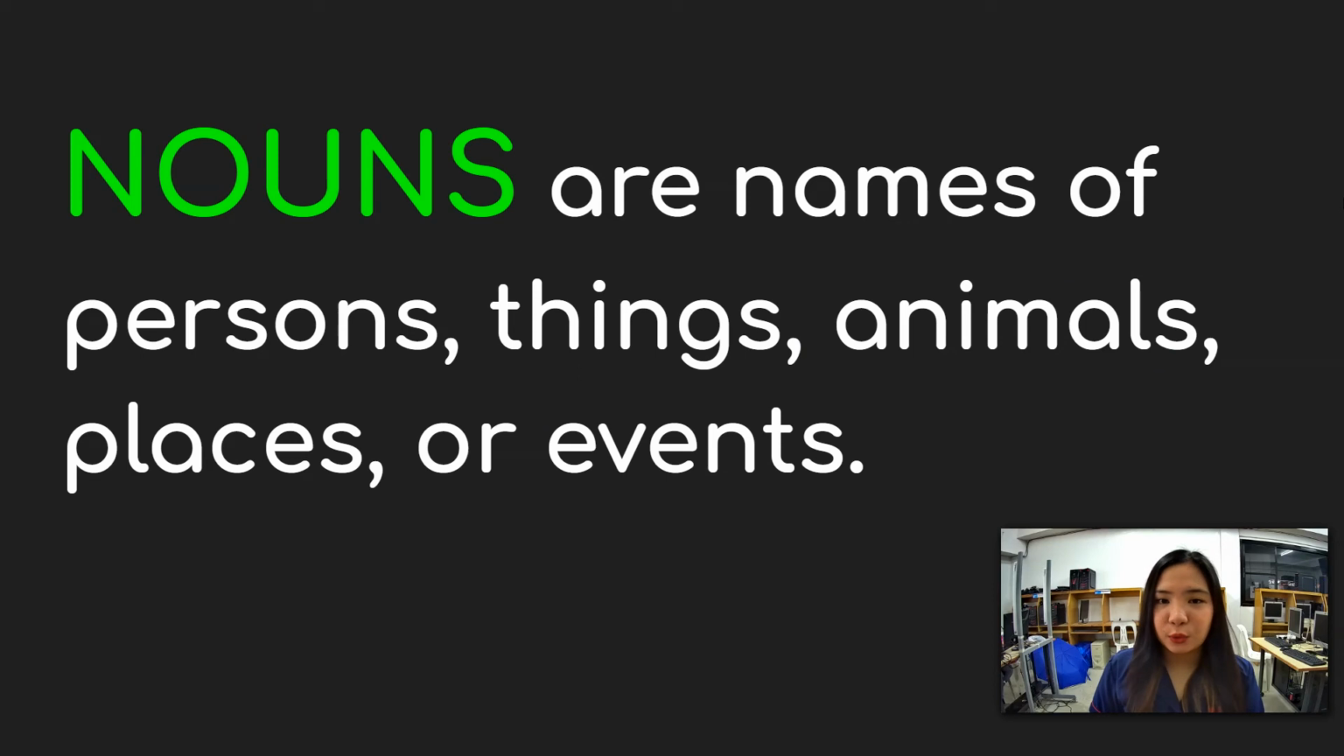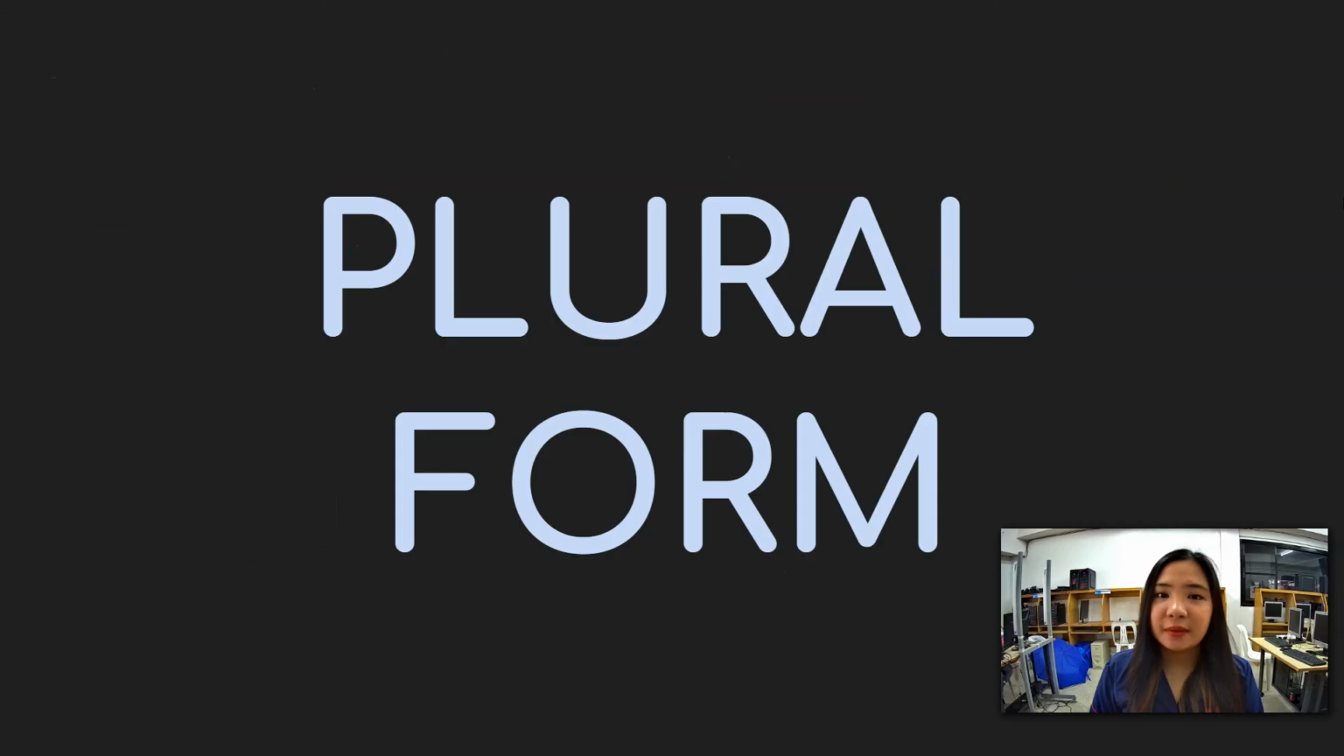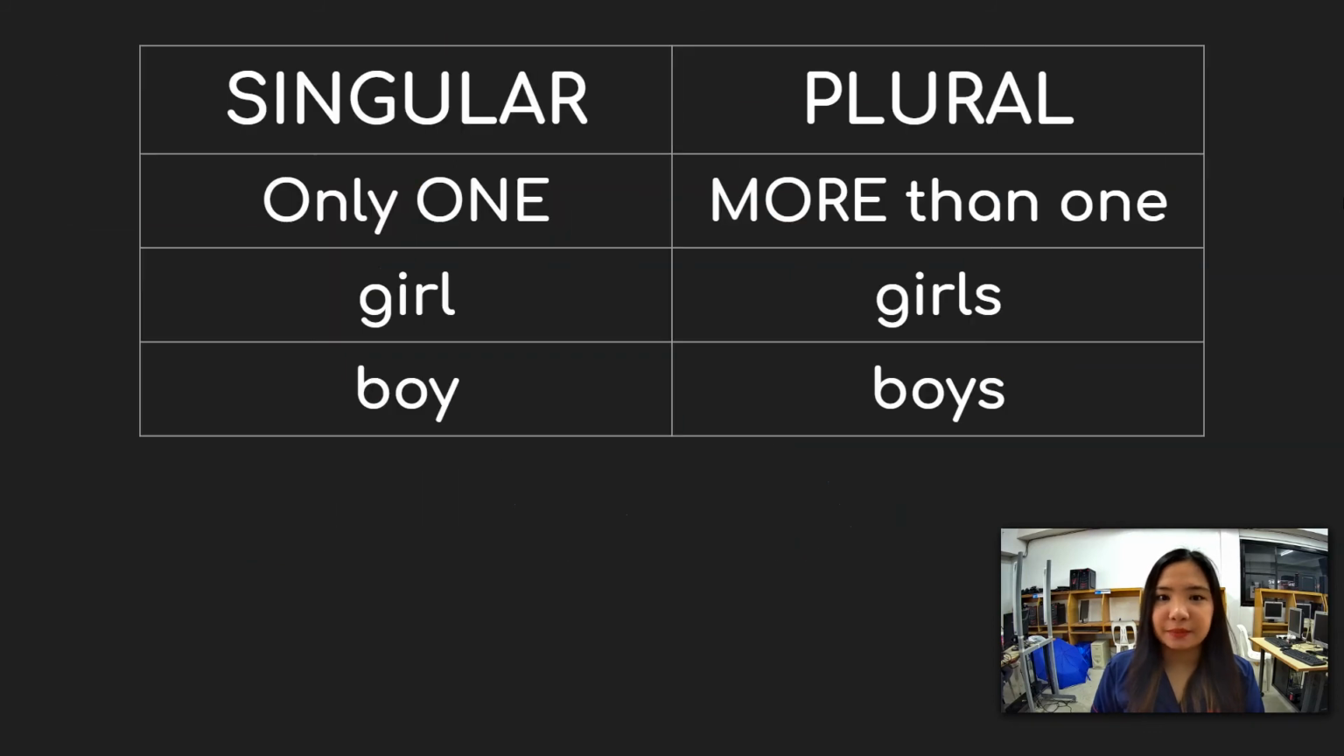Now, let's go back to the words. Can you notice something with these words? They are all ending with what? If your answer is S or ES, then you are correct. If our noun ends with S or ES, then we have a noun that is in the plural form.